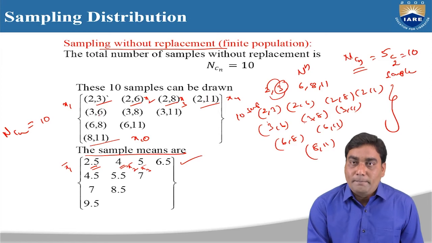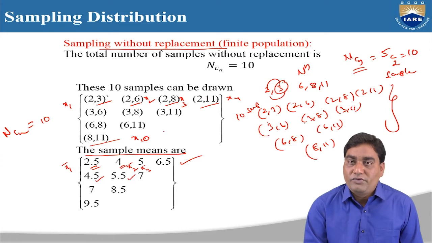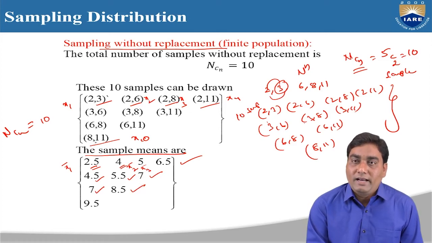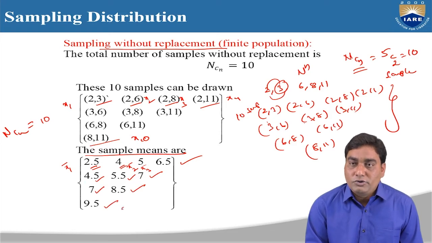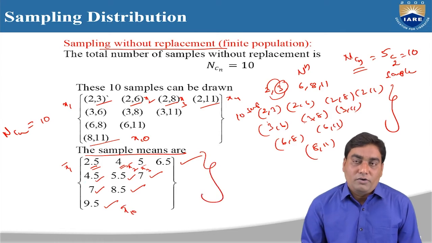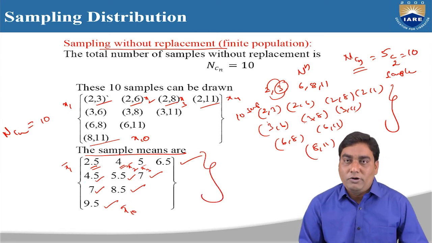The 3, 6 sample, its mean is 9 by 2, which is 4.5. 3, 8: 11 by 2, 5.5. 3, 11: 14 by 2, 7. And 6, 8: 14 by 2, 7. 6, 11: 17 by 2, 8.5. 11, 8: 19 by 2, 9.5. So these are X1 bar to X10 bar. Based on the means of all the samples, we are going to find the remaining three.